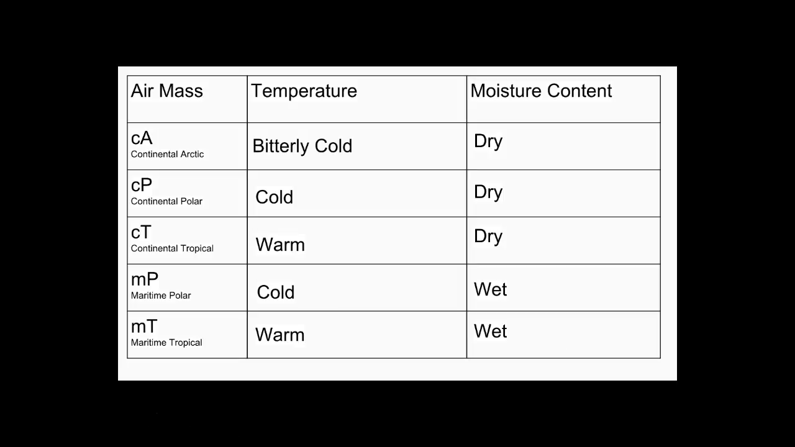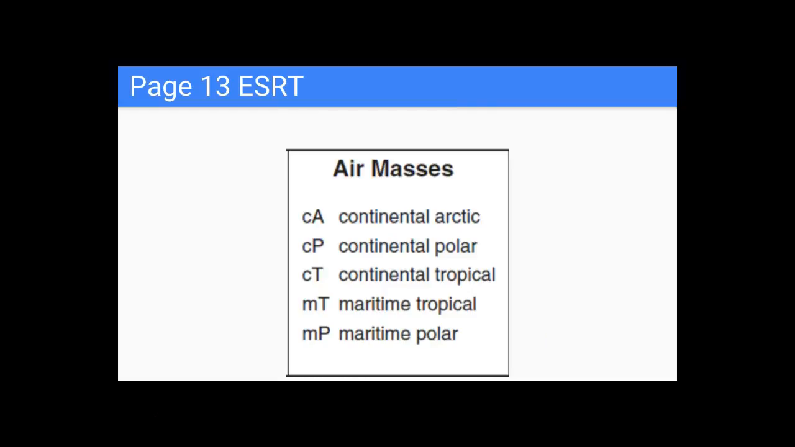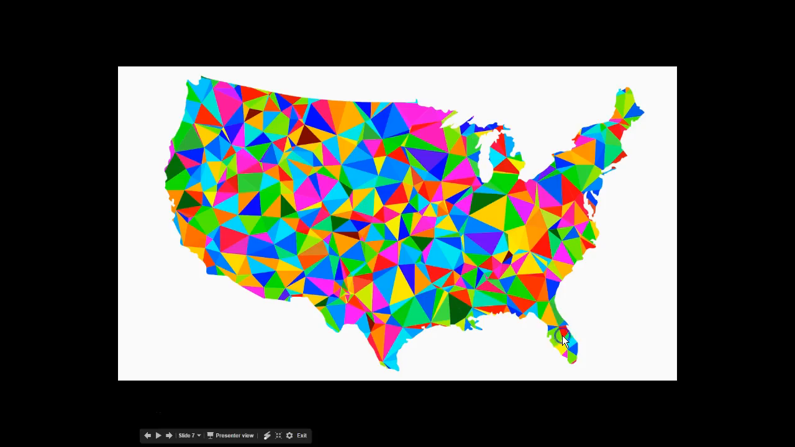And by the way, it's not a misprint or spelling error, but it's lowercase c, capital A, lowercase c, capital P. So the first letter is always lowercase, that's the convention, and the second letter is always capitalized when we get to air masses. If you look at page 13 in the Earth Science Reference Table, that's a large picture of it, zoomed out, and we're going to look at just the air masses. They're there for you on page 13, so you don't have to memorize what the letter abbreviations are and what they stand for, but you do have to know what the characteristics are.